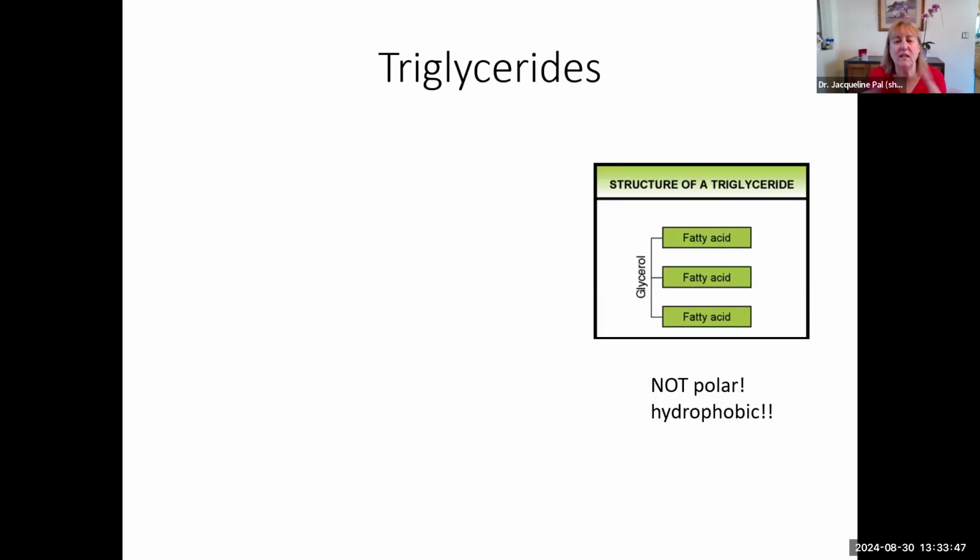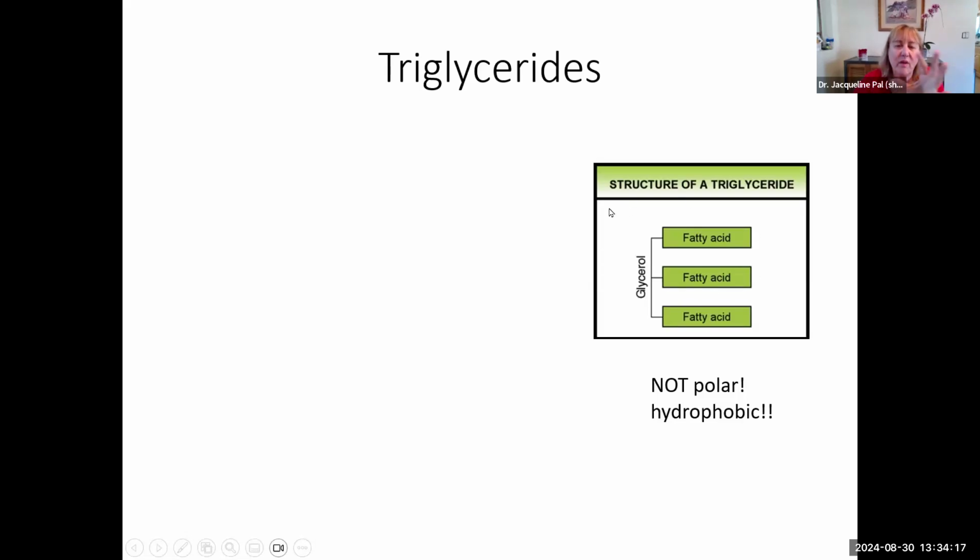When we're talking about lipids, let's talk about triglycerides, because this is going to be a really common form of lipid. If we look at the word triglycerides, we can see the prefix tri, and then glyceride. What that means is it has three of something related to glycer. So it has one glycerol and three fatty acids.